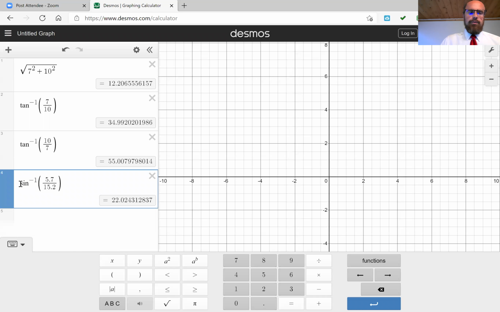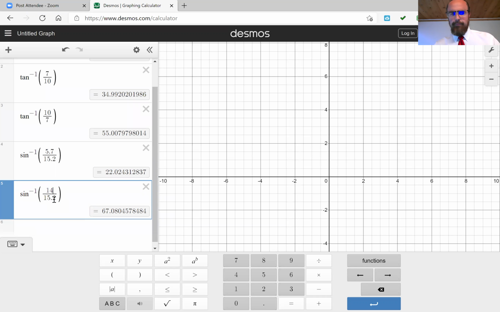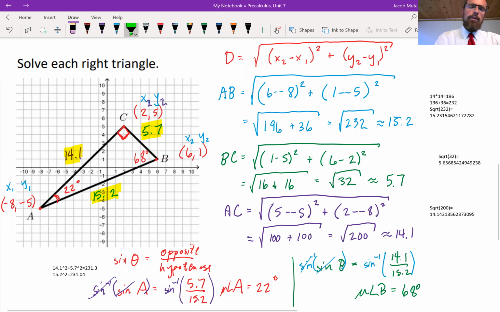So what I can do is just pick up that same expression, but just change my numerator to the 14.1, and that gives me 68 degrees. We'll bring it back to our notes to finalize. So B again, measure of angle B is equal to 68 degrees. And with that confirmation, we have solved this right triangle.